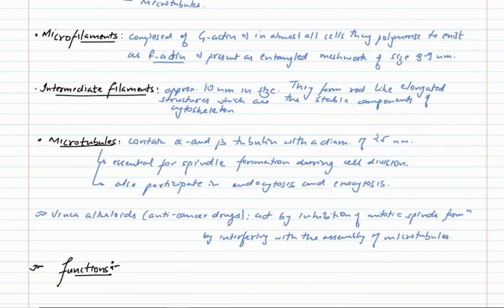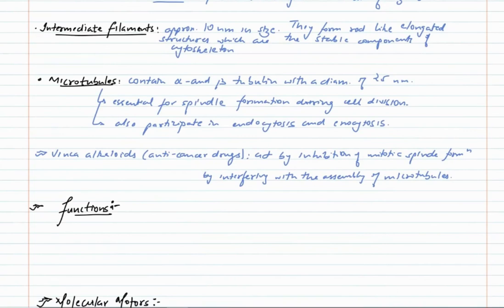Now talking about the functions of cytoskeleton. The first function is it provides shape to the cell. The second function is it is responsible for motility of cell. The third function is it also helps in chromosomal movement during cell division, that is by the help of spindle formation.